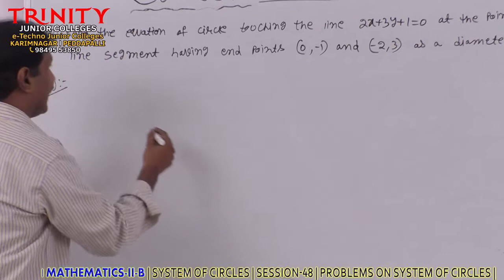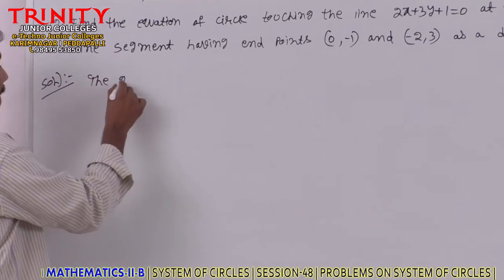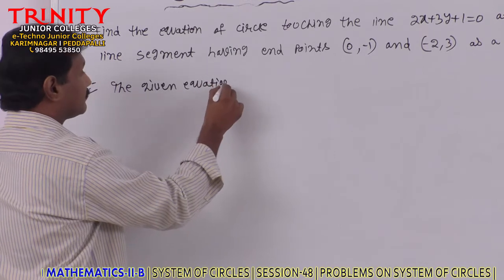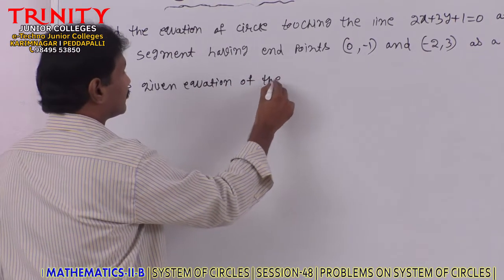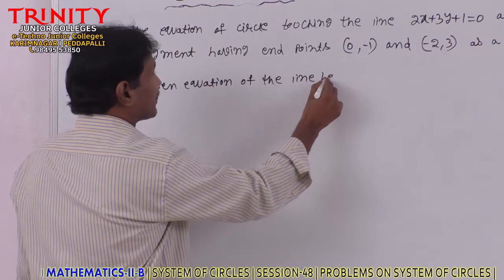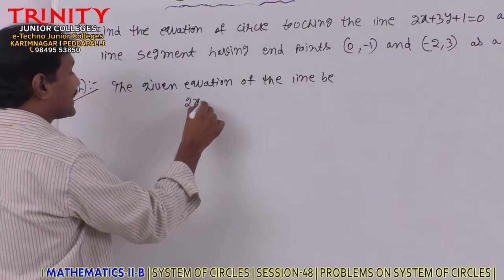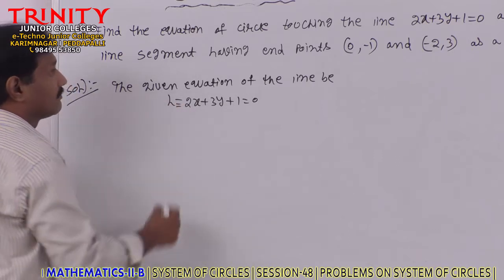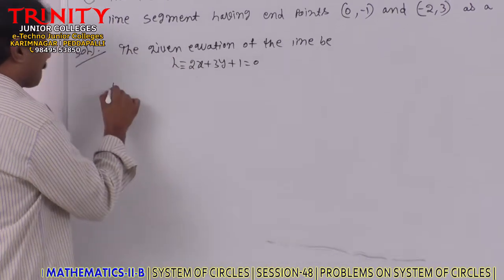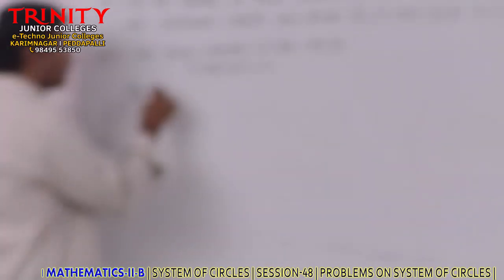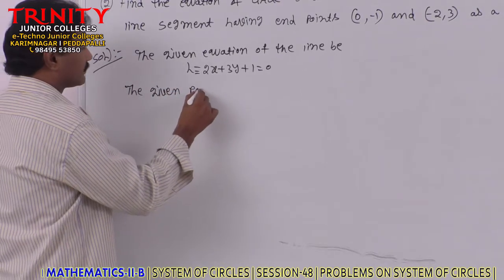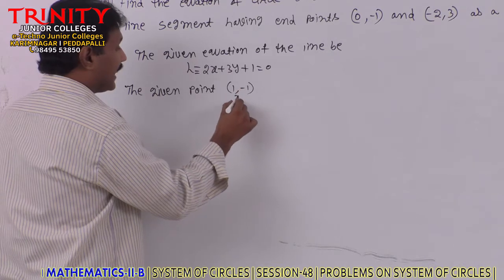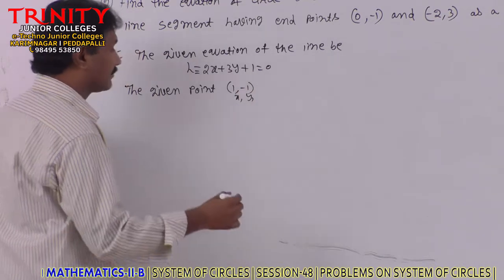Solution. The given equation of the line is 2x plus 3y plus 1 equal to 0. This will be named as L, and the given point B (1, minus 1) let it be named as (x1, y1).